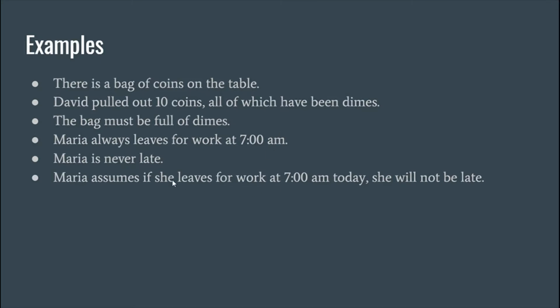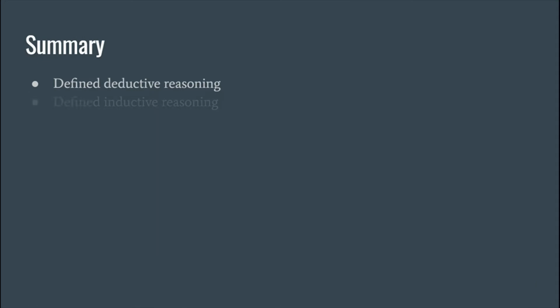Whereas here, right, we observe Maria always leaves at this time. We observe that she's never late. So in general, if she leaves at this time, she won't be late. Right? So I know it gets a little bit muddy there, but just remember for deductive reasoning, we're using evidence, right? Whereas in inductive reasoning, we're using observations.